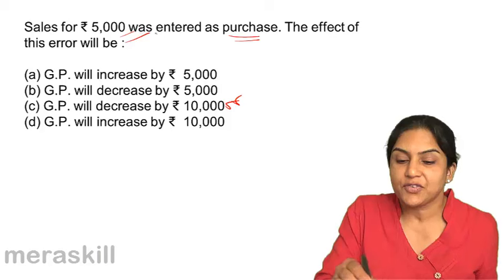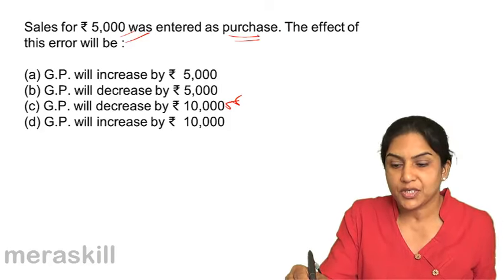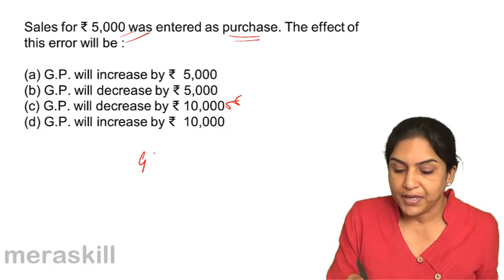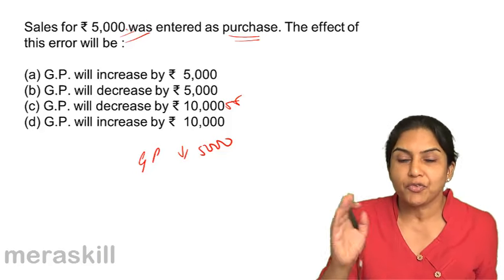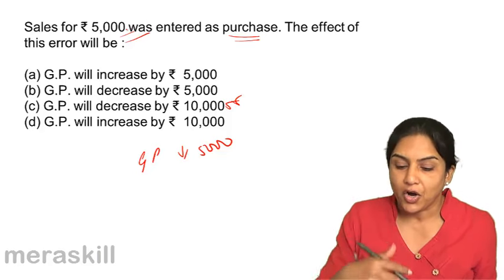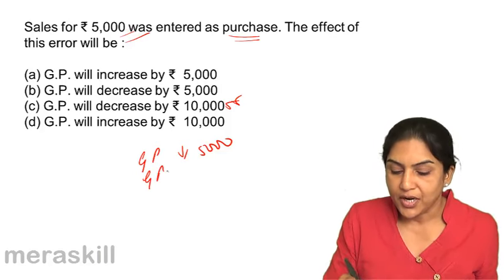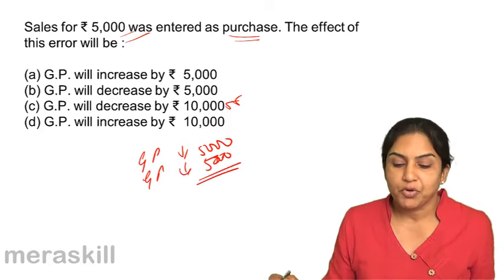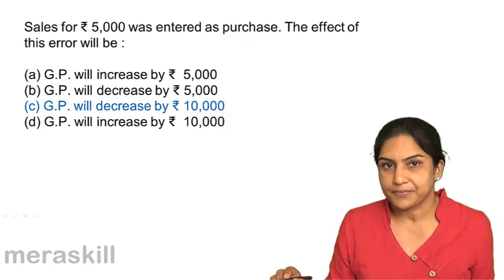Is that clear? Sales for 5,000 was entered as purchase. So we have shown a wrong purchase first. Because we have shown extra purchase of 5,000, GP will be down by 5,000. It's a mistake, but it's down. There was also a sales for 5,000 which we've not recorded. That is what we've recorded as purchase. If we record this sales, then GP would have gone up. We have not recorded this sales. So again, GP is down by another 5,000. Totally, GP will decrease by 10,000. Correct answer C.